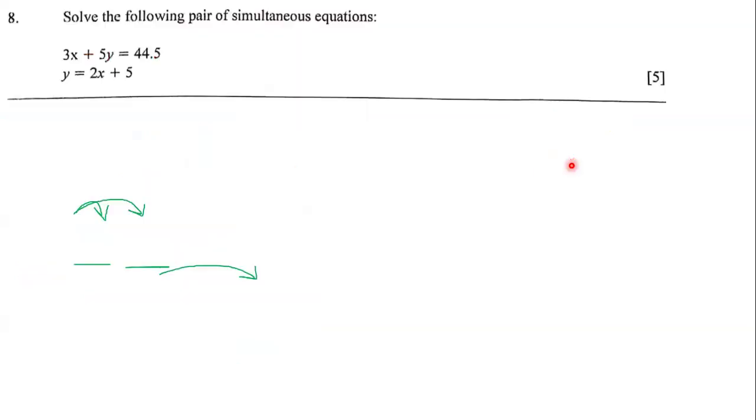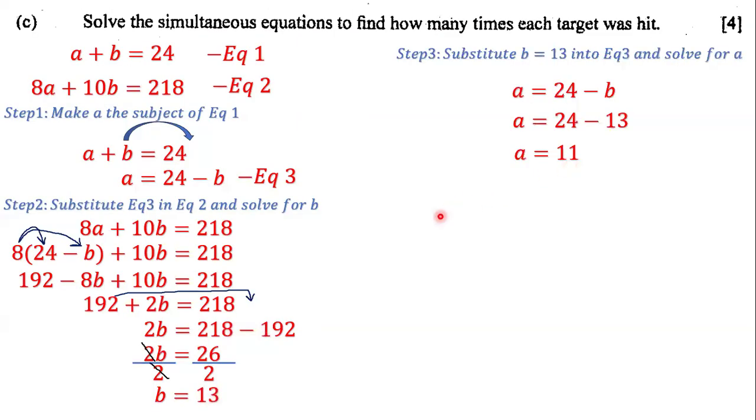And so our answer to this question is A is equal to 11. That's what we have for A, and B is equal to 13. And that's the answer to the simultaneous equation: A is equal to 11 and B is equal to 13. And that's the answer to this question.